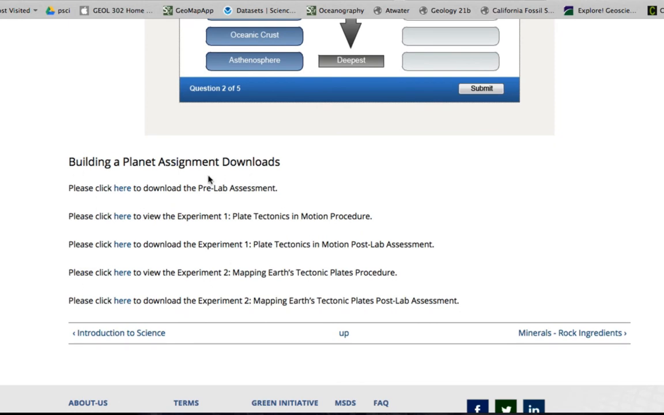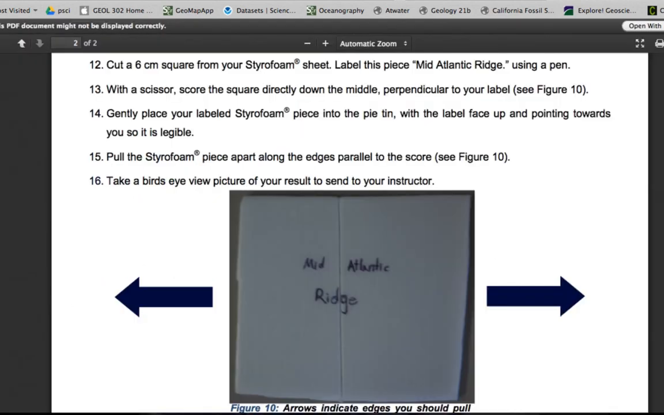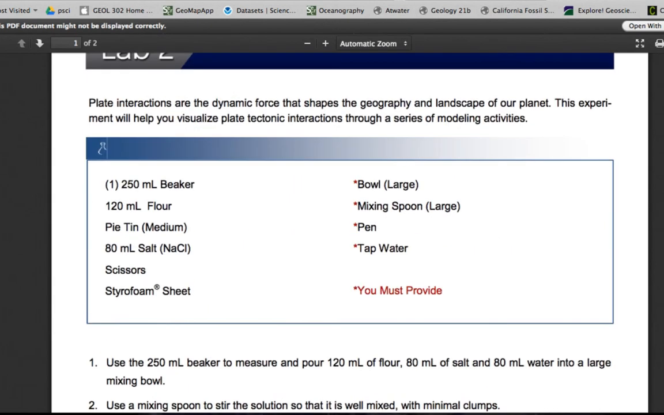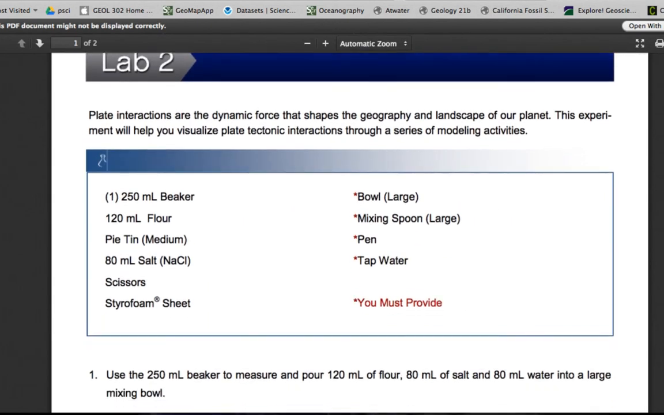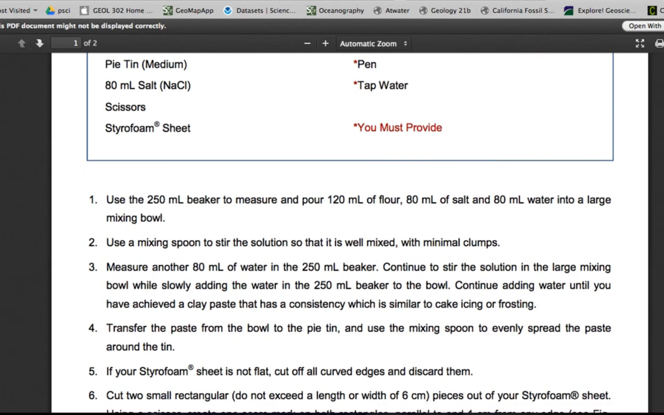So these are the files you need for completing this lab. So you'll click here, download these files, and then you'll be good to go. In fact, let's just look at this one here, the protocol. And so on this one, you can see it gives you the directions, what you need, the procedures, how you need to mix the materials.